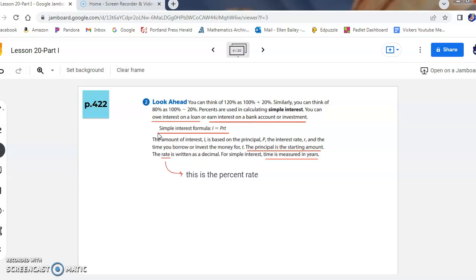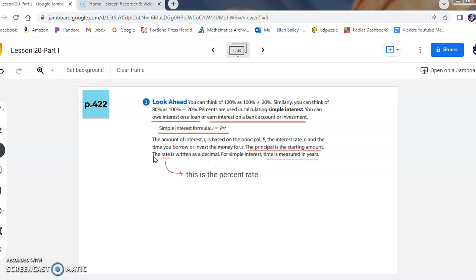All right, one thing I like here is the way they define the words. I know from Ducksters, some people were having some trouble with that. So let's pay attention to this right here. It says the amount of interest, I, is based on the principal, P, the interest rate, R, and the time you borrow or invest the money for, T. The principal is the starting amount. Now that right there is a really good definition for principal. It's just the starting amount. What did you borrow? What did you put in the bank account?